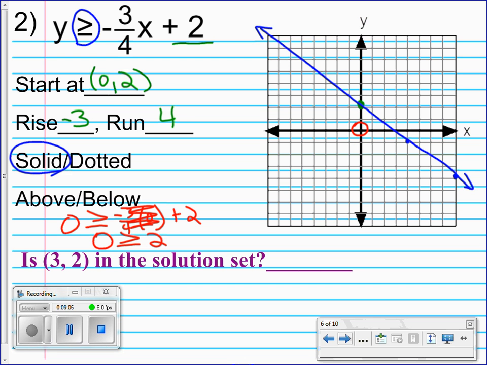And my inequality is 0 is greater than or equal to 2. Is 0 greater than or equal to 2? No, it's not. 2 is a number that's greater than 0. So 0, 0 is not included in the solution. So I want to shade away from it. So I'll shade above the line.